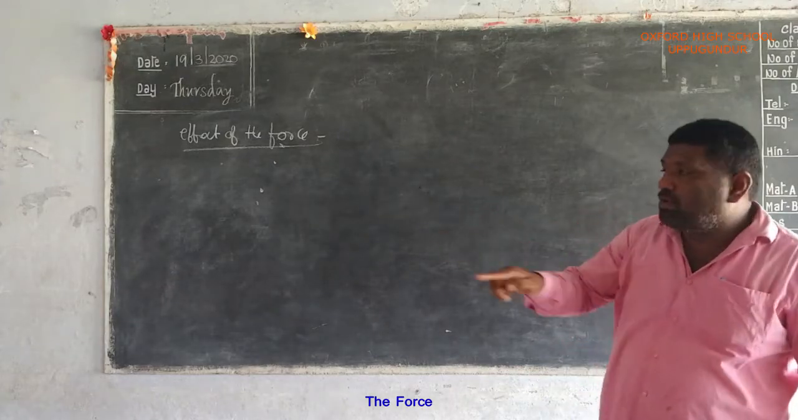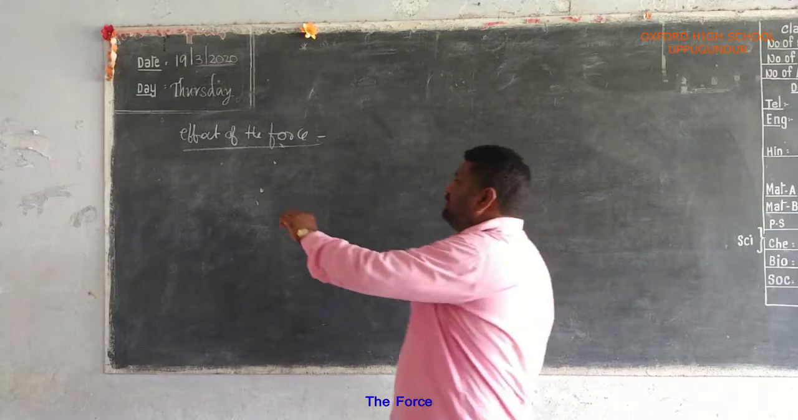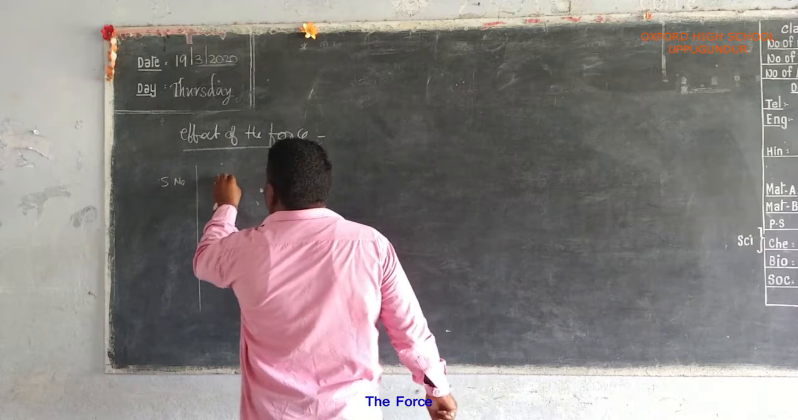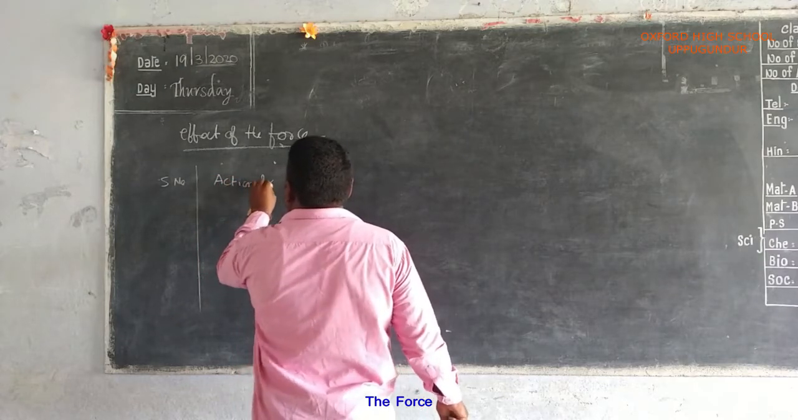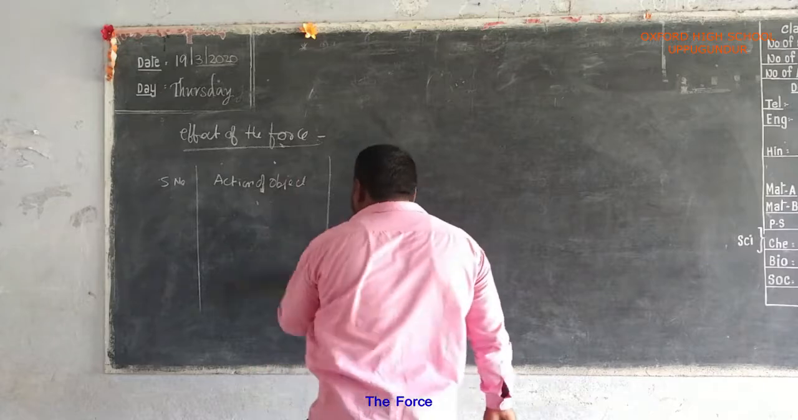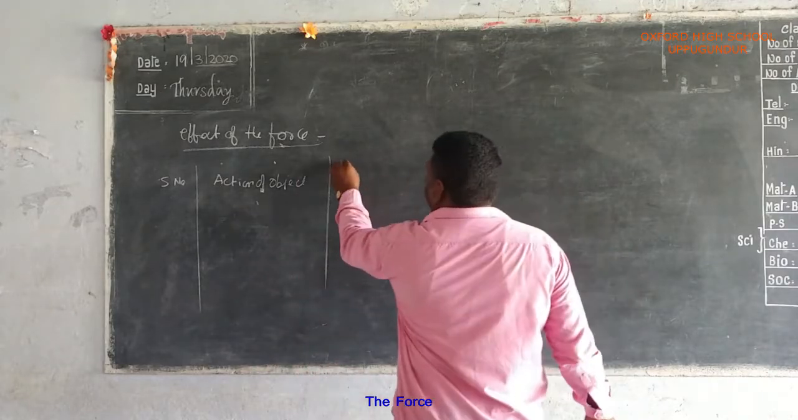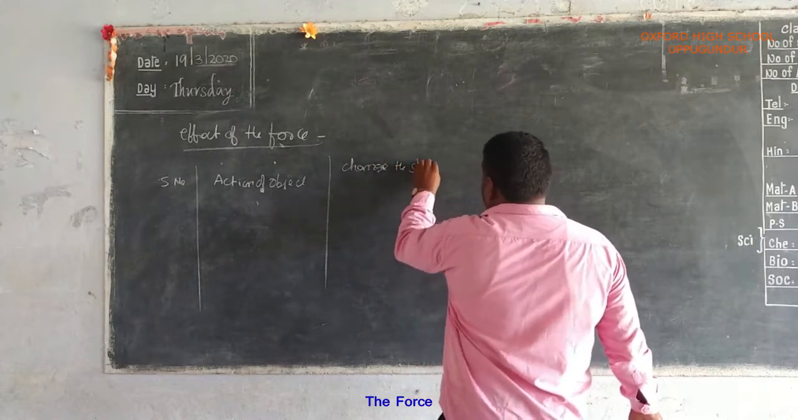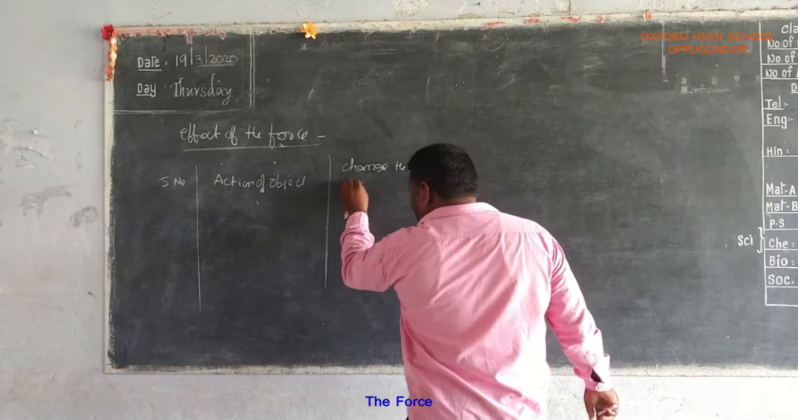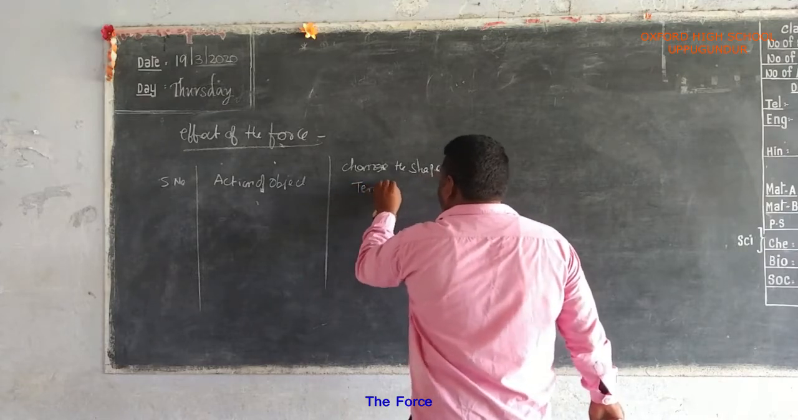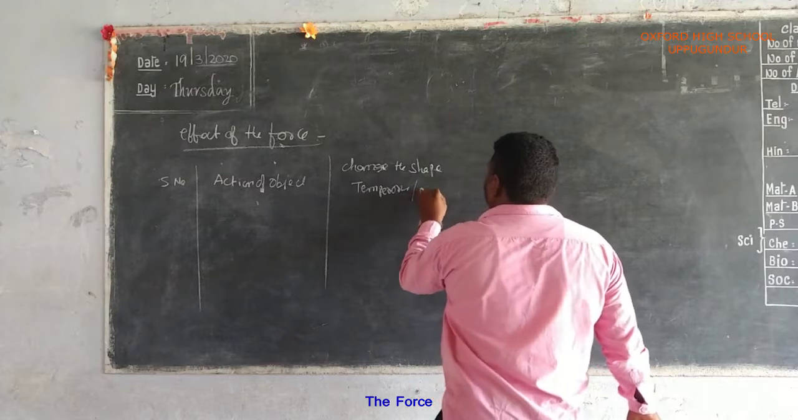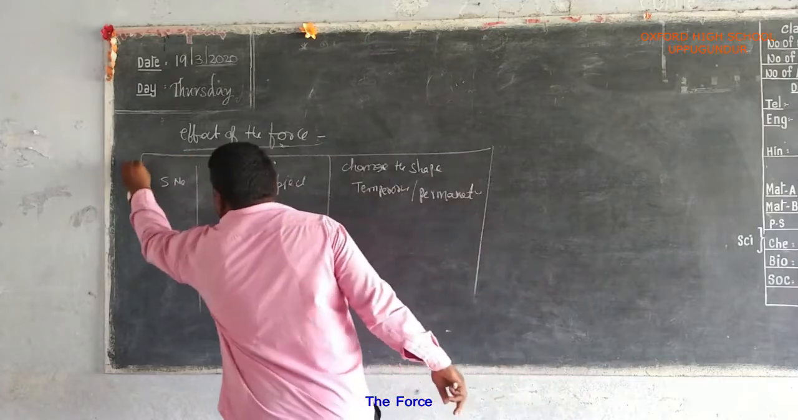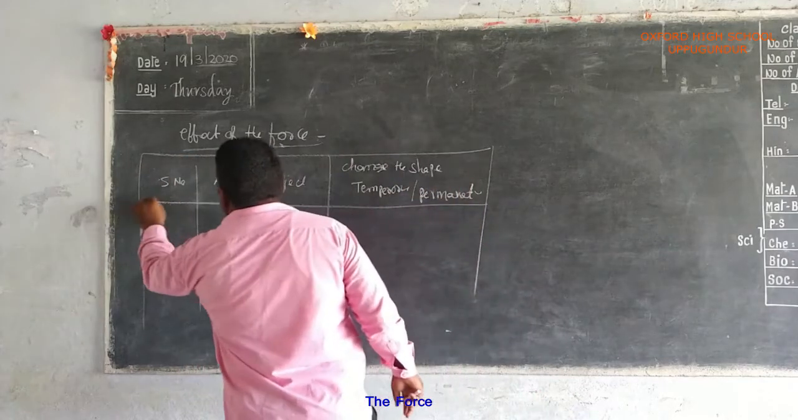Now I will draw a table. Observe it carefully. This side is the serial number. Next, the action on the object. Next, the change in shape. The shape is changed temporarily or permanently. So this is one table.